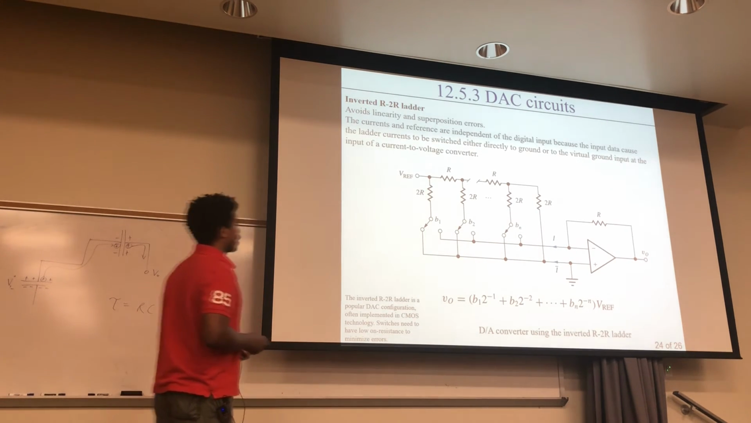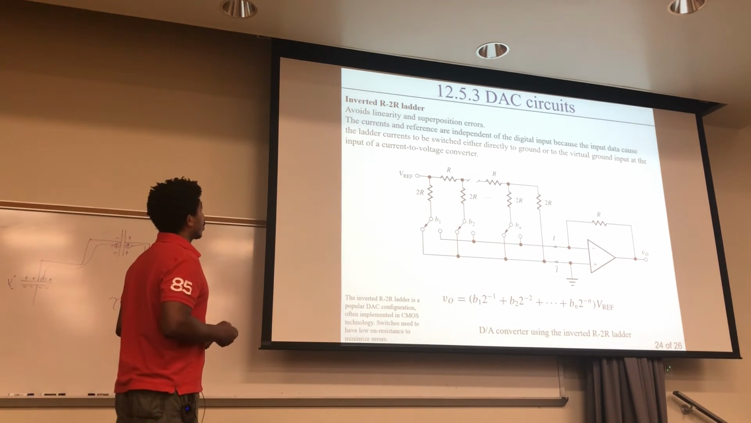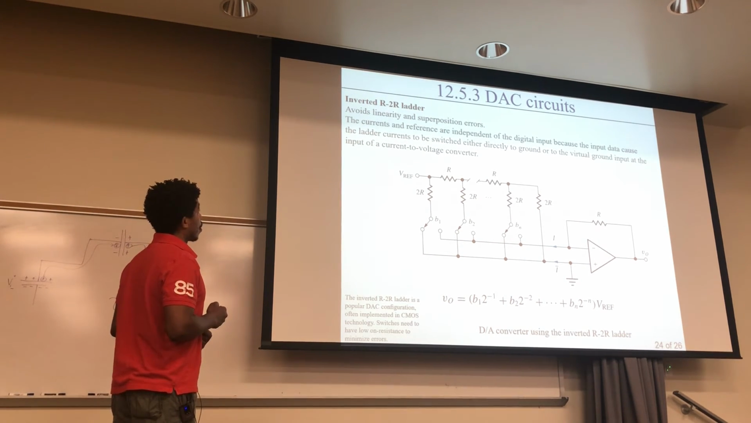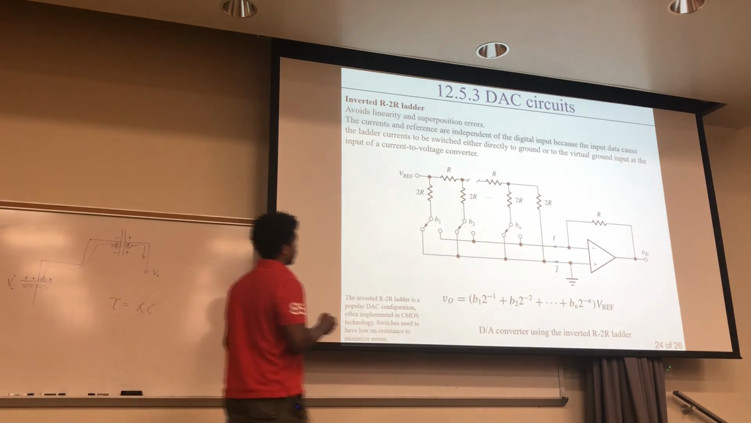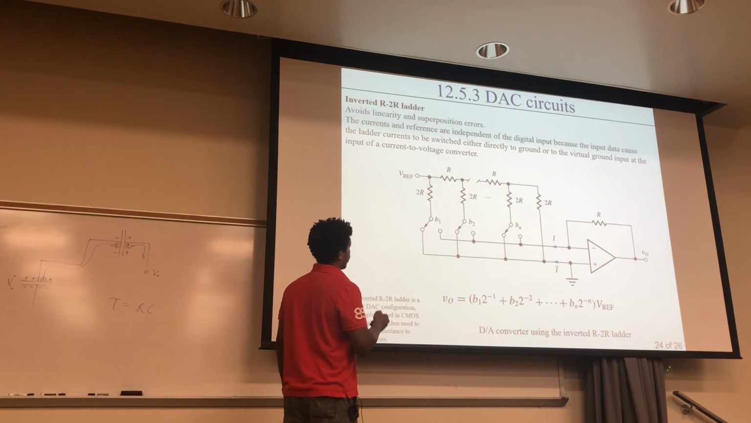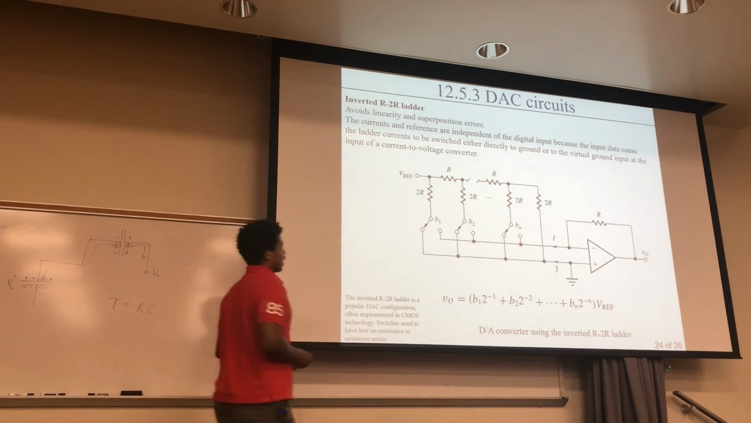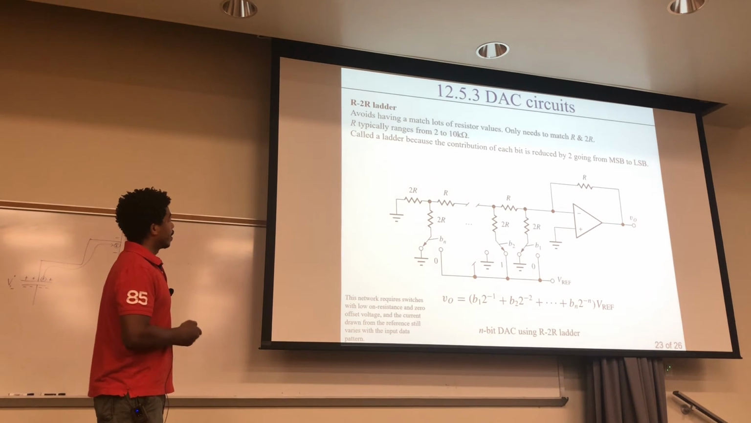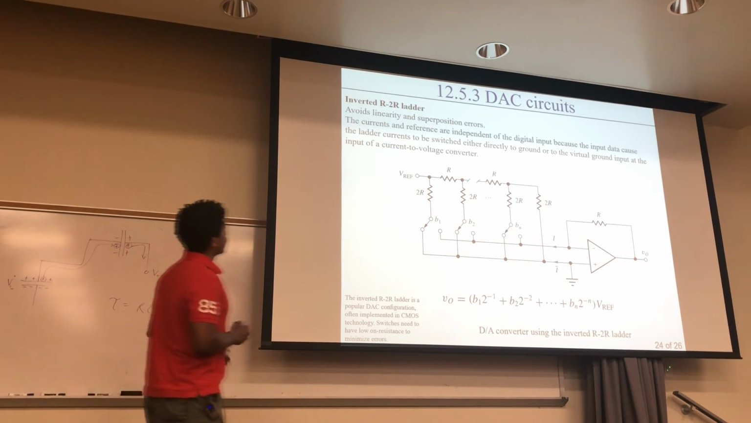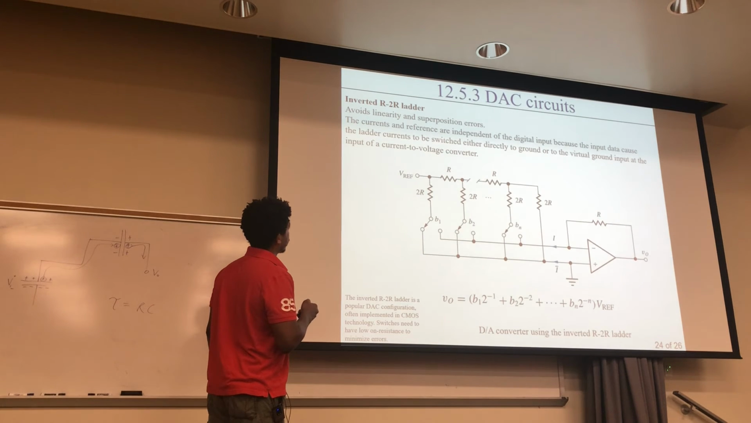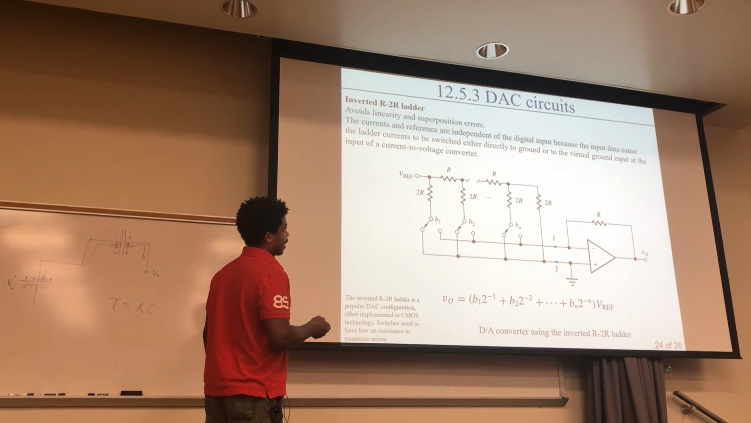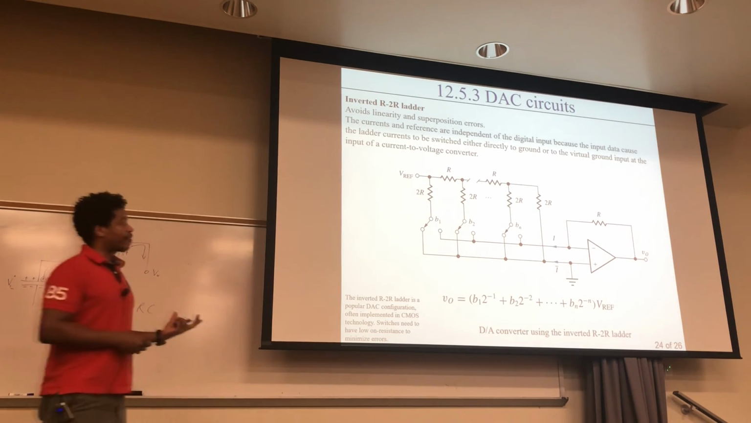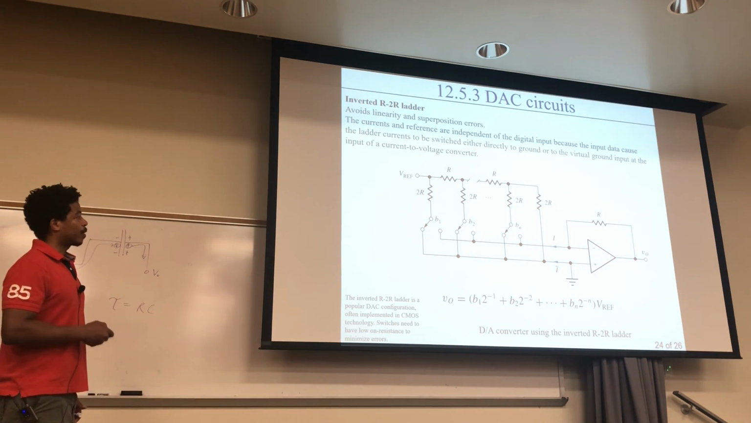Another type is this one right here, which is the inverted R-2R ladder, and you can see how it's inverted. The nice thing about this is that it doesn't suffer from the problems of this one, which has these reference currents. This one is always tied to ground, and this is tied to a virtual ground, because if it's ideal, that ground is that ground. So you do have better performance with this type.